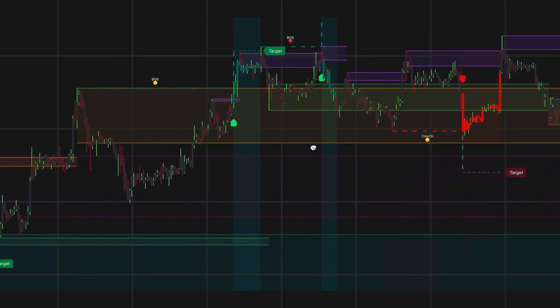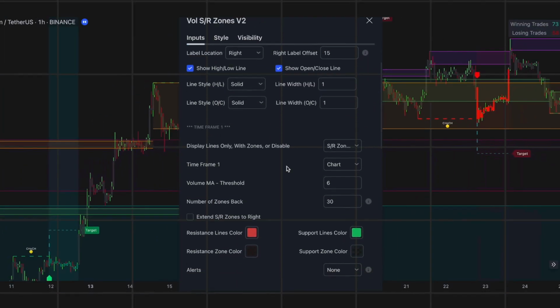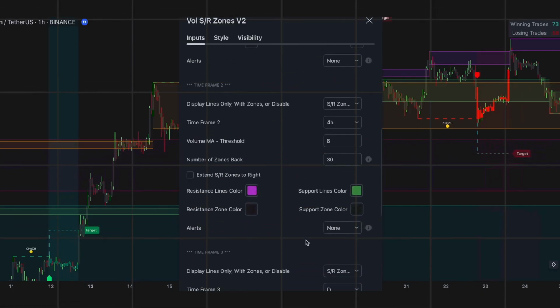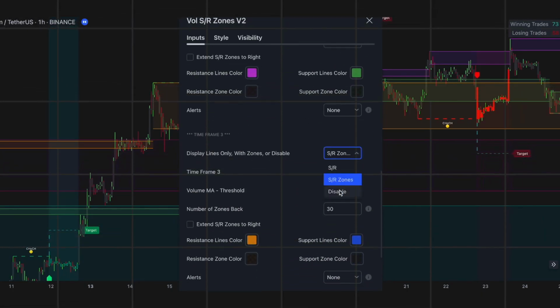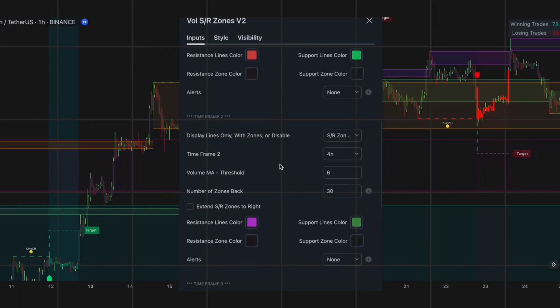In addition, this tool is multi-time frame, which means it spots key levels from higher time frames too. Before we proceed, let's open the indicator settings and disable all time frames except 4-hour ones. Let's make the zones more visible.